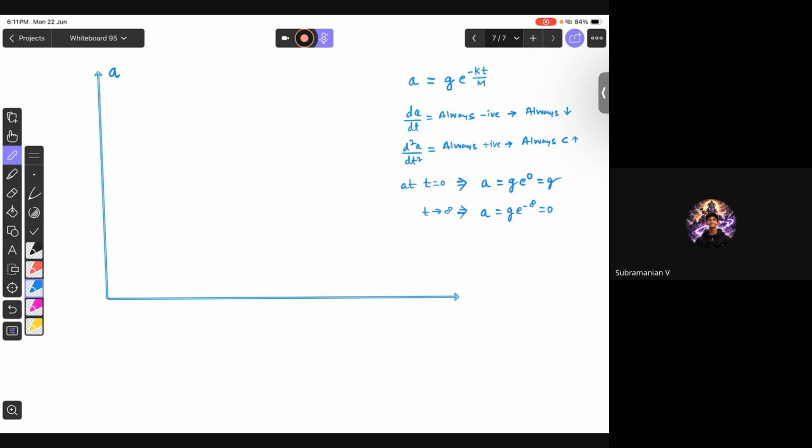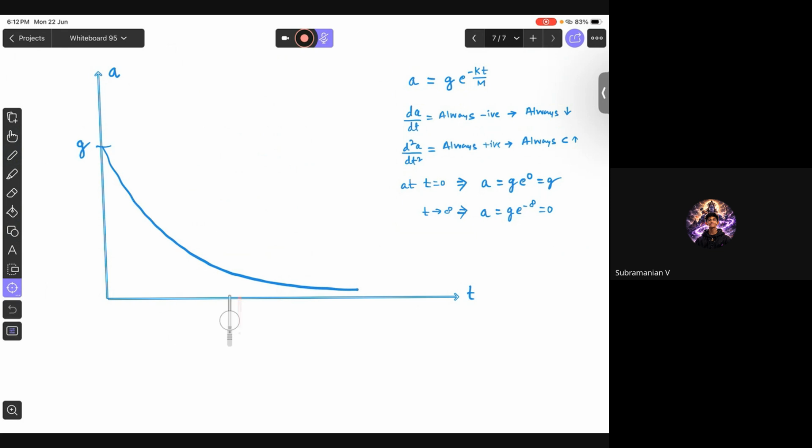So the A versus t plot I have to draw. It is going to be like this. At t equals 0, acceleration is g. And after long time, it's going to touch this horizontal axis when t will be infinity. So here, this horizontal axis is the asymptote. And it is an example of an exponentially decreasing function.